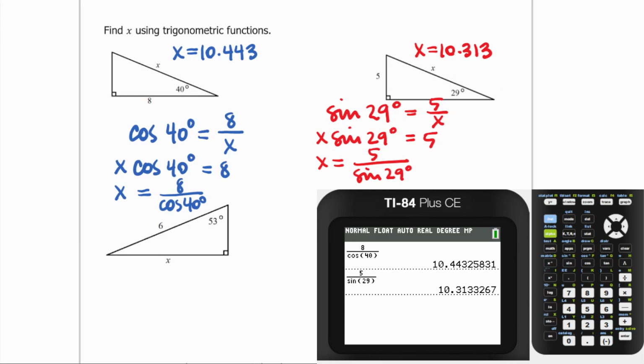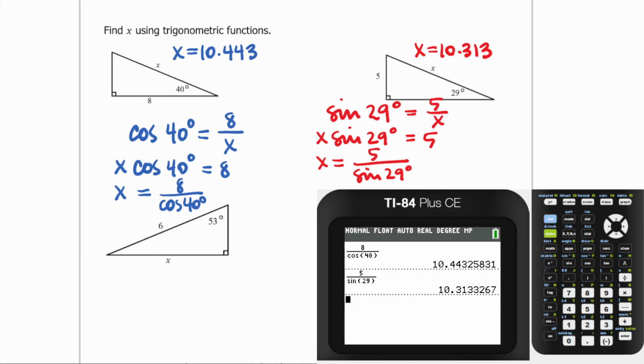All right, there you go. So we found that x was equal to 10.313 when we went through the exact same process as the last time. I said to myself, I've got the opposite side and the hypotenuse. So it's SOHCAHTOA, and I need to use the sine ratio. Sine of 29 degrees is opposite divided by hypotenuse, that's 5 divided by x. I can solve for x.